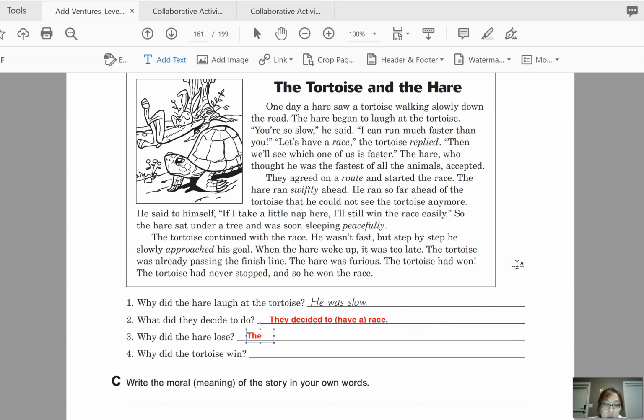Okay, and then number 3, why did the hare lose? Okay, so we can say the hare lost because, and your answer might be a little bit different, but we could say the hare lost because he thought he could easily beat or defeat the tortoise, so he took a nap. So this one's a long answer. And of course you can make it shorter and you can just say the hare lost because he took a nap.